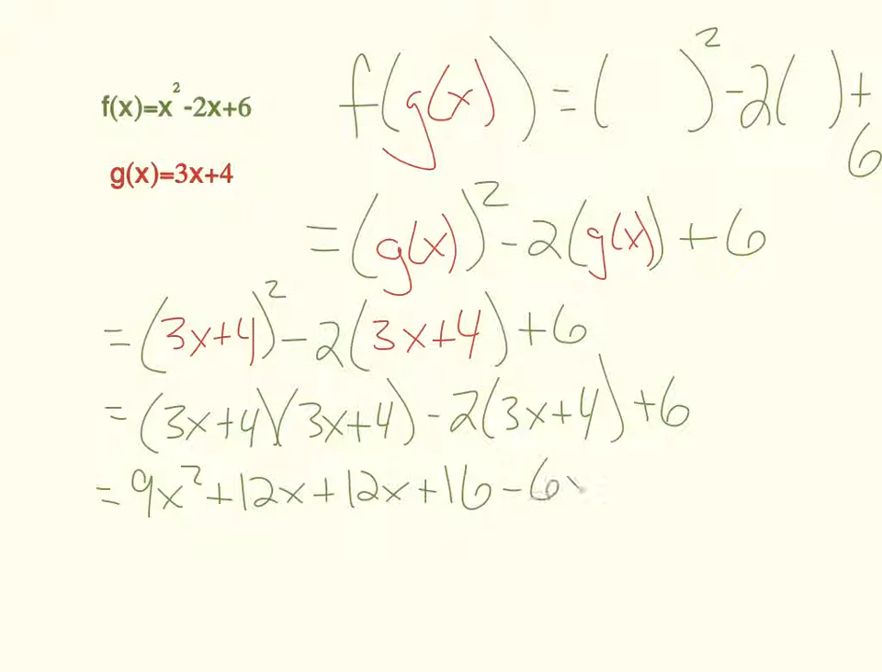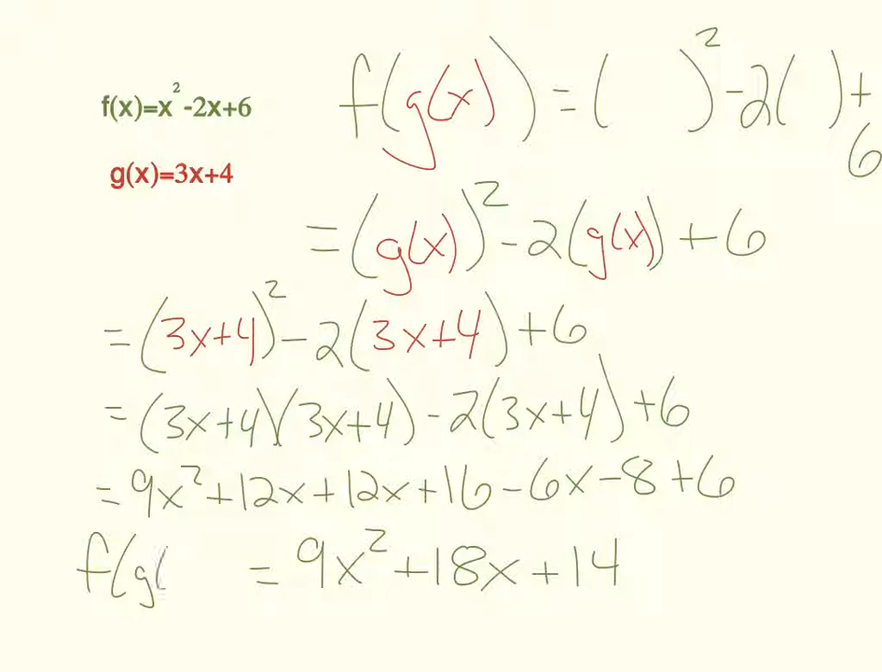Distribute, and please watch your negative signs. Okay, now we're just going to combine all like terms, and we have 9x squared. Got 24x here minus 6x, so positive 18x. And then 16 minus 8 is 8, plus 6 is 14. Okay, so f of g of x in this case gives us this quadratic.